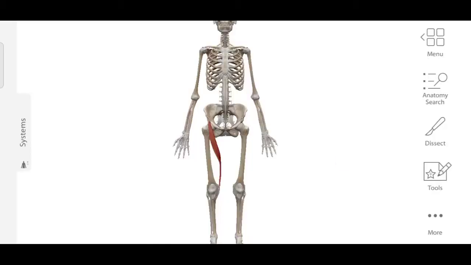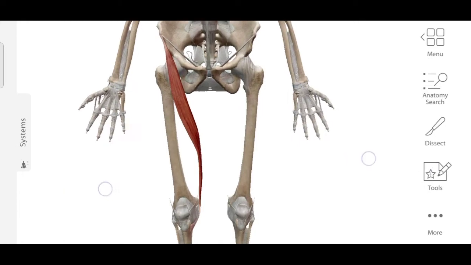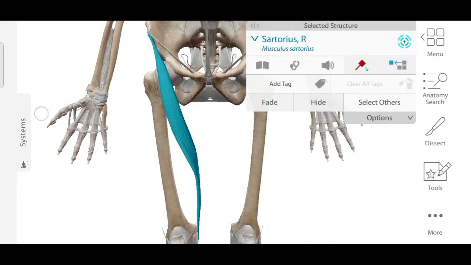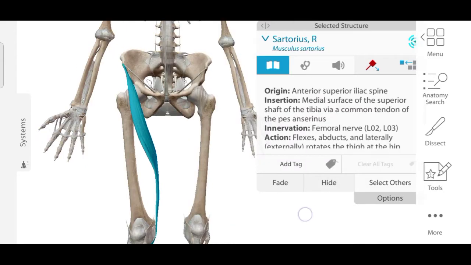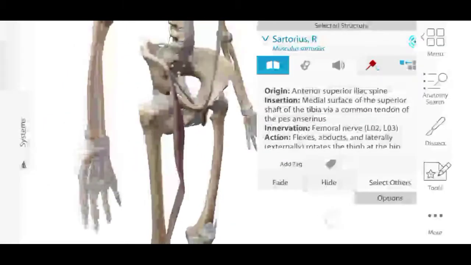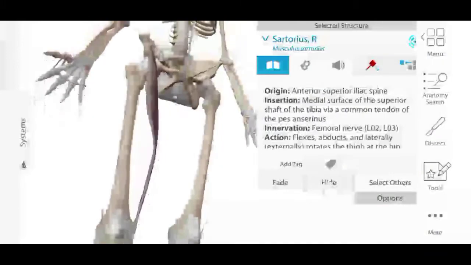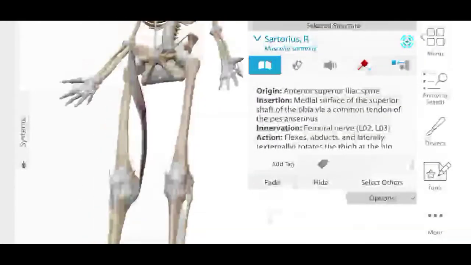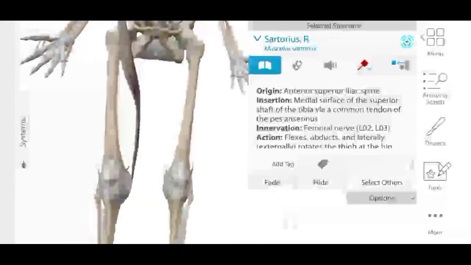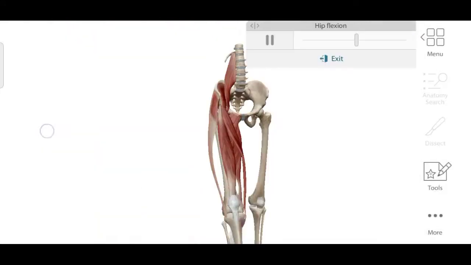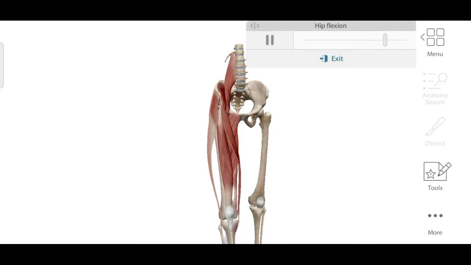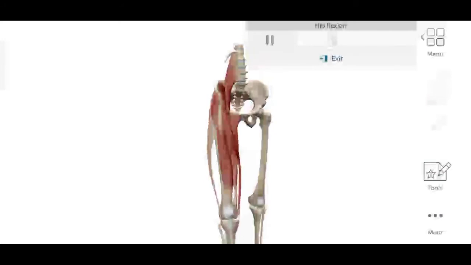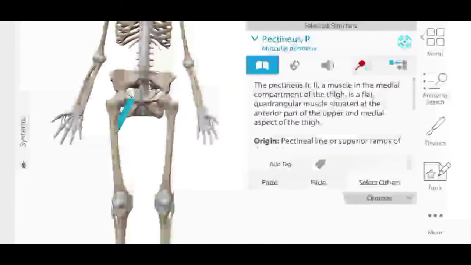Before moving into the detail of the femoral triangle, let's study the muscles of the triangle first. This muscle that you can see in the front of the thigh is called the Sartorius. Sartorius originates from the anterior superior iliac spine of the hip bone and is inserted into the medial surface of the superior shaft of the tibia via the tendon of the pes anserinus. So this was the first muscle that you should know, the Sartorius. It forms the lateral boundary. One of the actions of the Sartorius that you can see here is flexion.